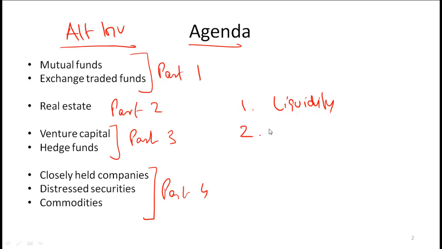Second general point is that the market values of these are often difficult to determine. So if you are buying a stock, for example, you can easily determine the market value based on the price in the stock market. But when you are buying some real estate, as an example, then obviously determining market value is difficult. Similarly, if you want a piece of a closely held company, then how do you determine market value? So clearly that in general is an issue with alternative investments.